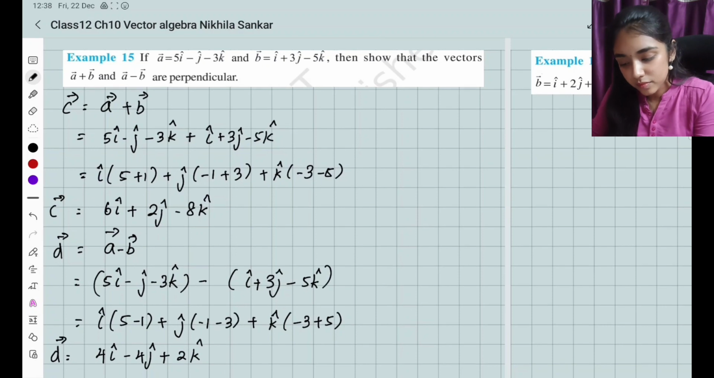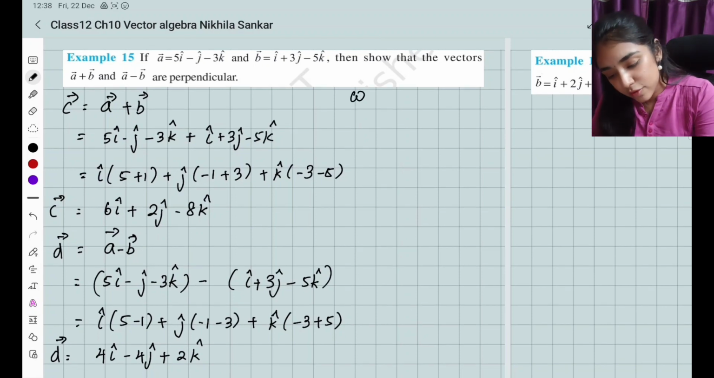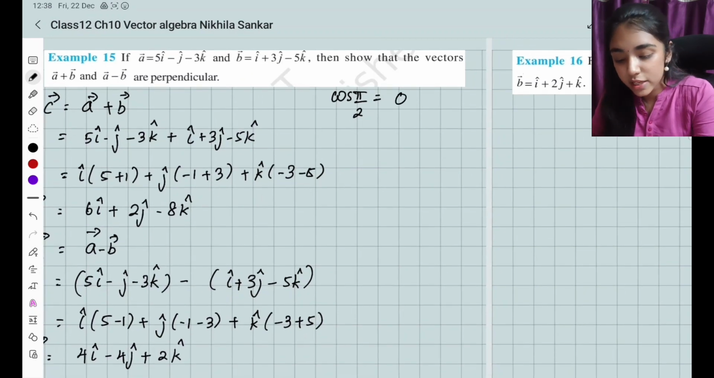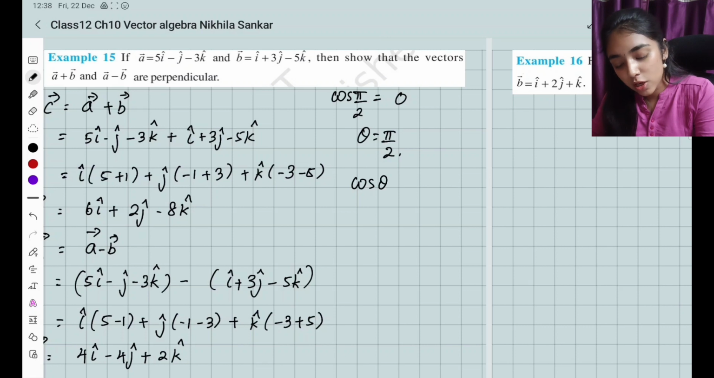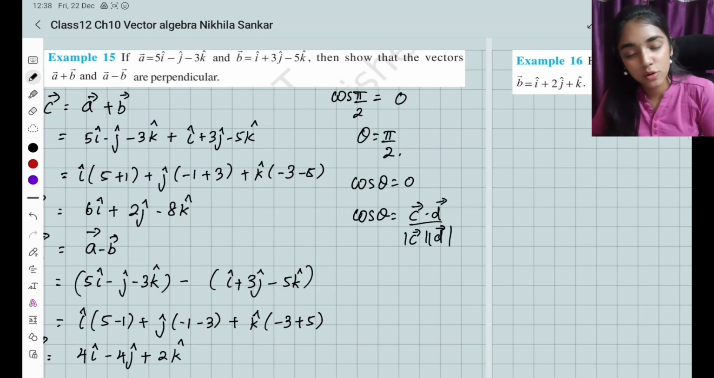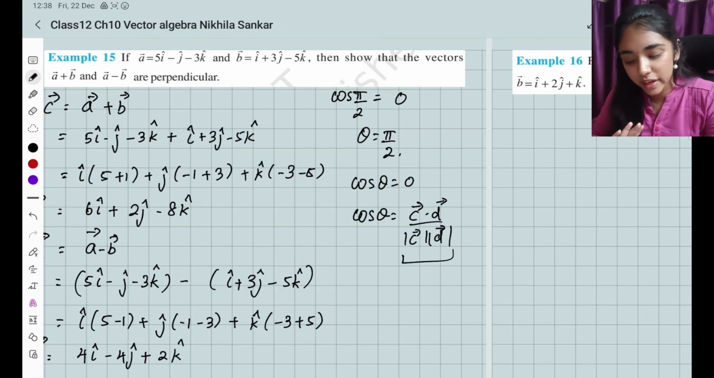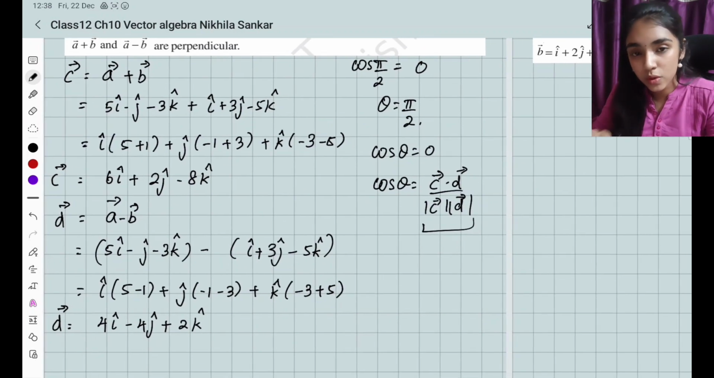இப்போ if they are perpendicular, I can see that cos pi by 2 is going to be 0. So இப்போ theta equals pi by 2 ன்னு வந்ததுனா, I have to prove that cos theta equals 0. I know that cos theta equals C vector dot D vector divided by magnitude of C vector times magnitude of D vector. Correct? இப்போ இந்த right hand side நான் 0 ன்னு prove பண்ணணும். So I need to find out the dot product of what I just found and the magnitude.